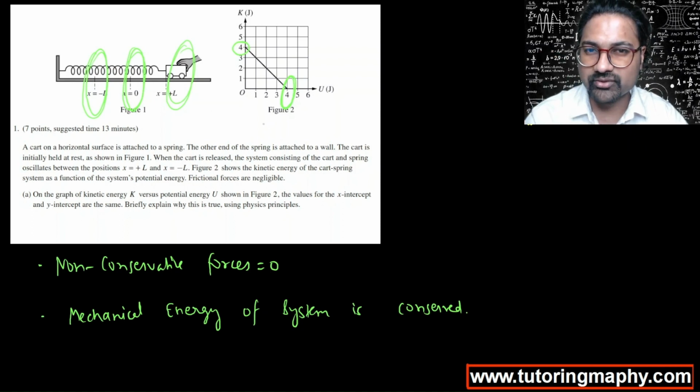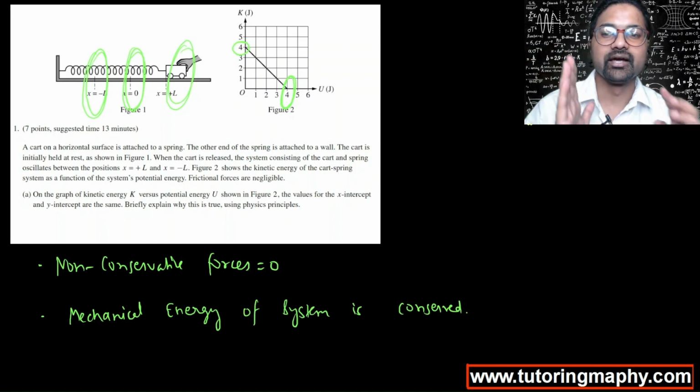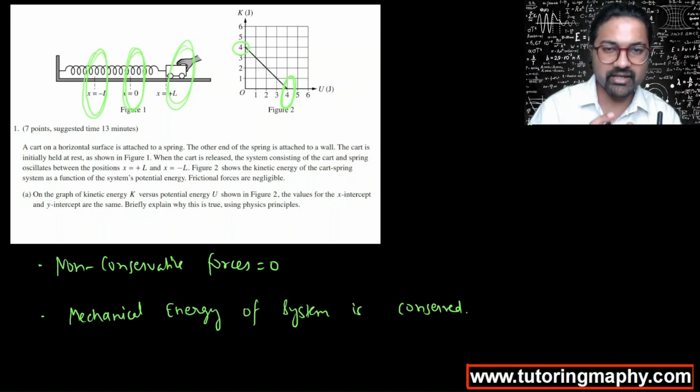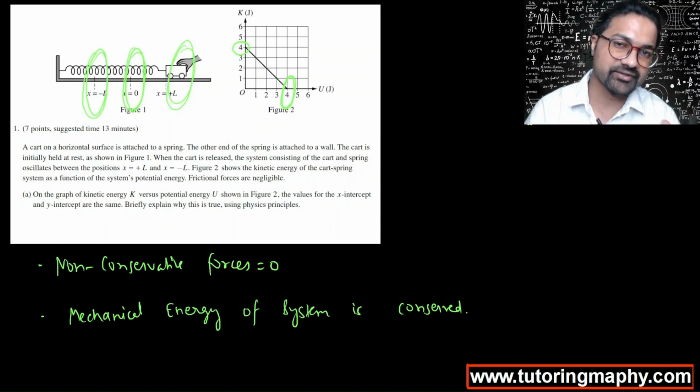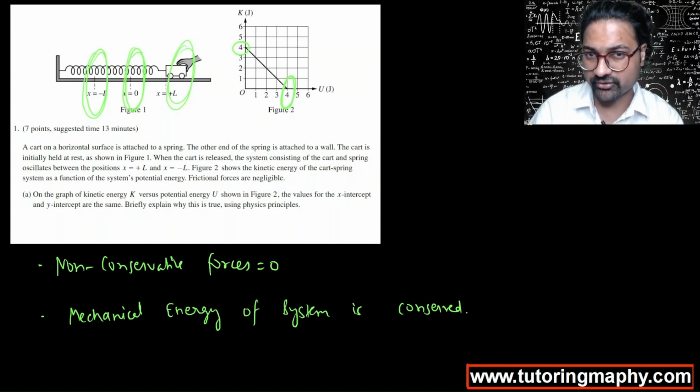So it makes absolute sense that their intercepts are the same, because it indicates that whatever kinetic energy was at the equilibrium, that same kinetic energy got converted completely into the potential energy at the extreme, because mechanical energy is conserved. So that is the reason why the kinetic energy and potential energy curve has the same intercepts. I hope that makes sense.